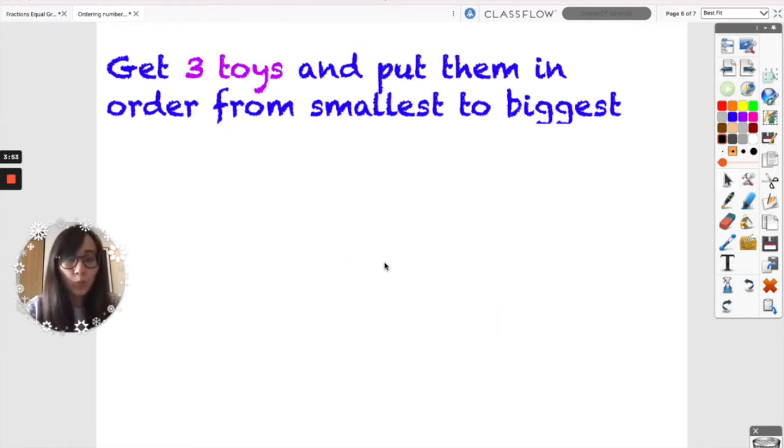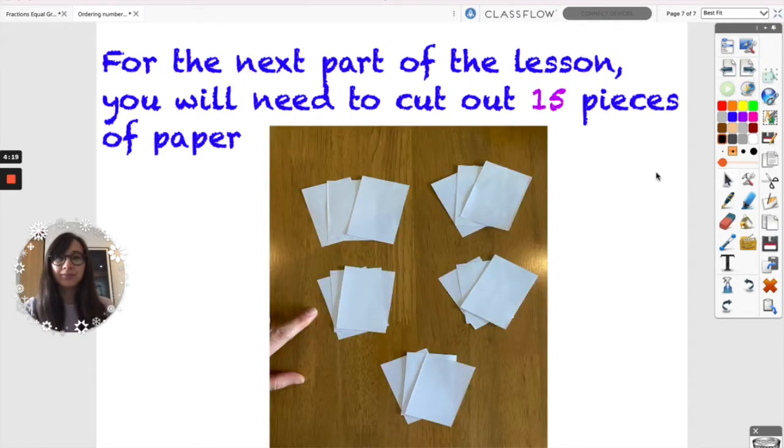What I want you to do now is get 3 toys, and put them in order in front of you from the smallest toy to the biggest toy. So pause the video and go and do that now. Okay, so you have just put your toys in order from smallest to biggest. I wonder how big your biggest toy was.